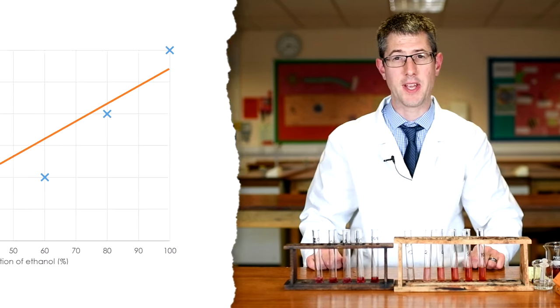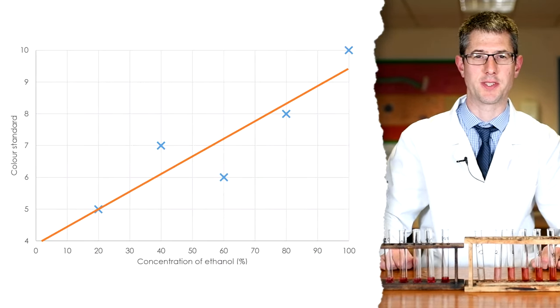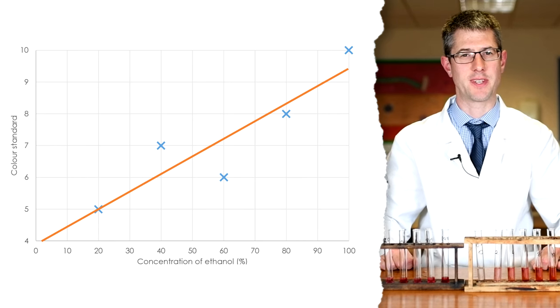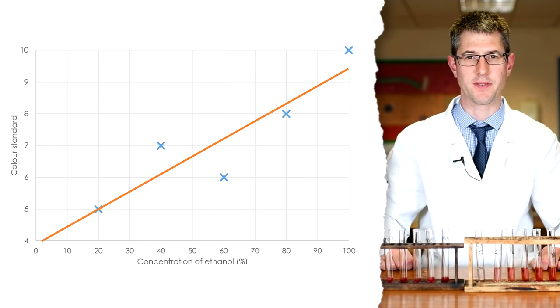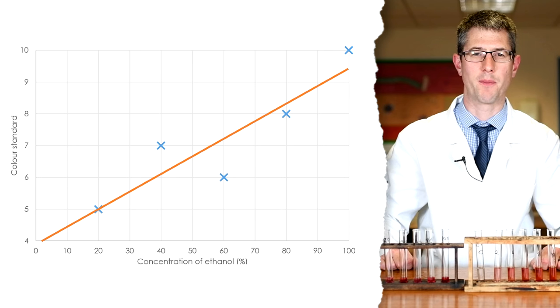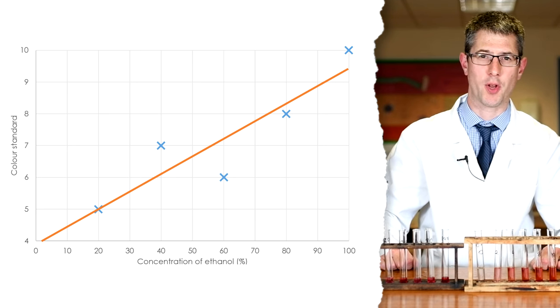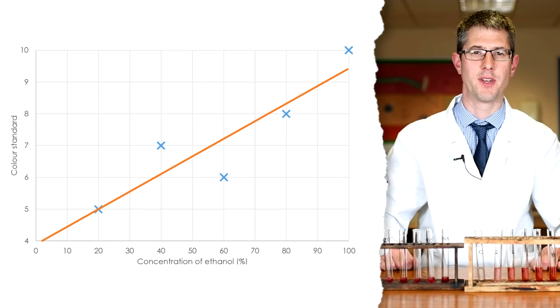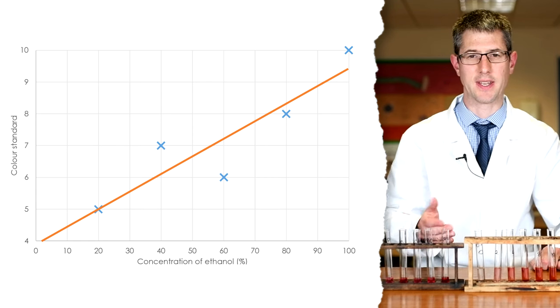So here's my data, I've plotted a graph for you so we can see what it looks like, and we can see that as alcohol concentration increases, the rate at which the pigment has left the beetroot cells by diffusion has increased. Well, the reason for this is the ethanol is disrupting the membranes around the cells, the cell membranes, putting holes in the membrane, essentially allowing pigment that would otherwise be trapped by the membrane to escape out of the cells and leak into the ethanol.